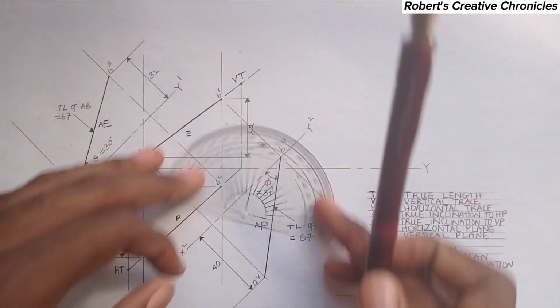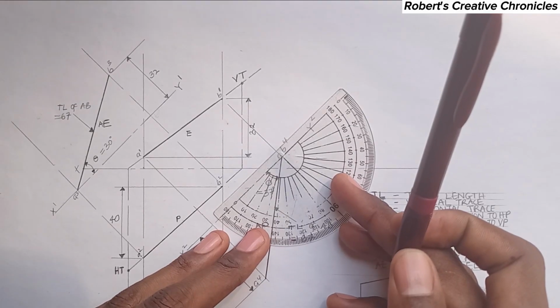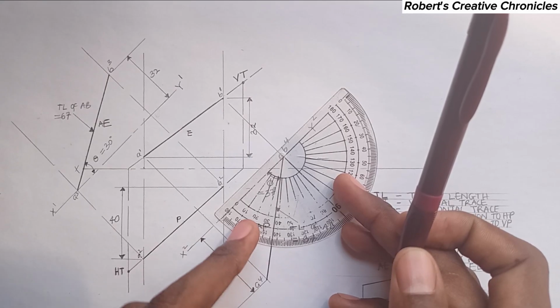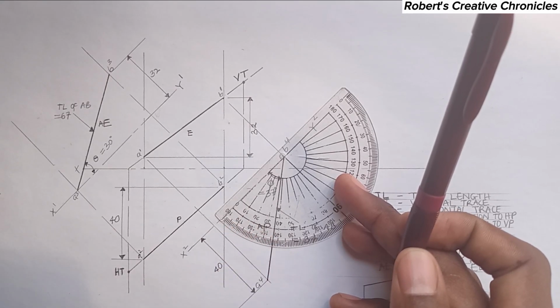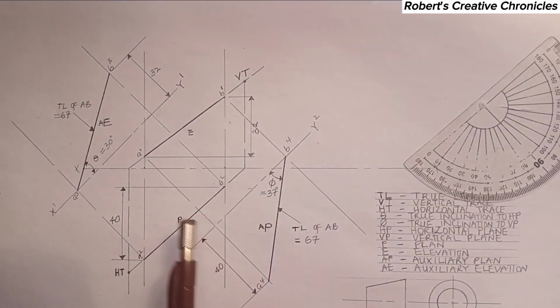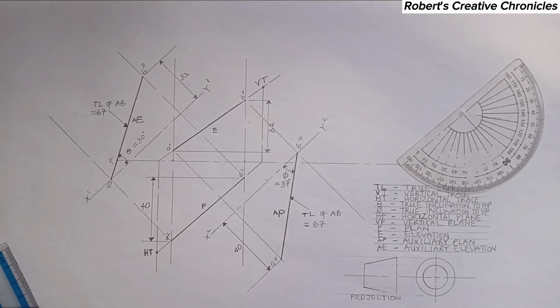And this one, you can see this is 37. So this one is the true inclination to the vertical plane. This is the vertical plane, this is the horizontal plane. So these two angles, they may or may not be the same.